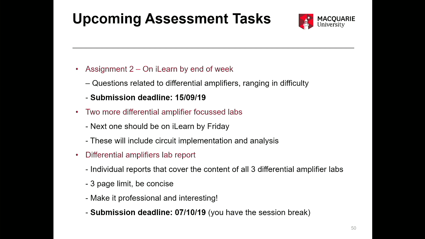So assignment 2 will be online by the end of the week. Submission deadline is 15th, so you have just over 2 weeks to do assignment 2. That's all going to be on differential amplifiers, okay? So you've had the lectures on these. I'll be adding a few more videos. Of course, use the book as well. But yeah, work your way through that assignment. Try not to leave it to the last minute.